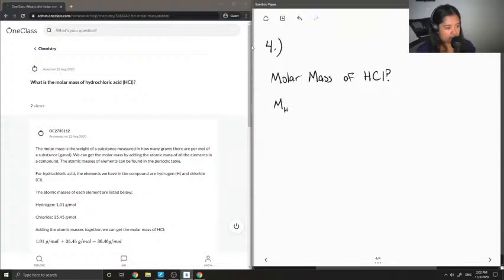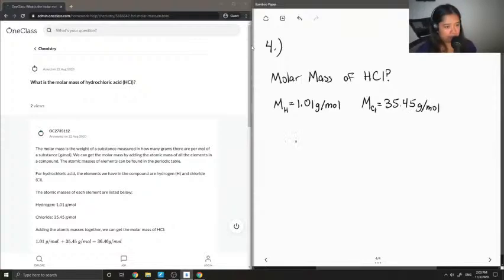So I'm going to write down the molar mass of hydrogen. It's 1.01 grams per mole. And let's look at the molar mass of chlorine. It's 35.45 grams per mole. So these are values that you would find on your periodic table.